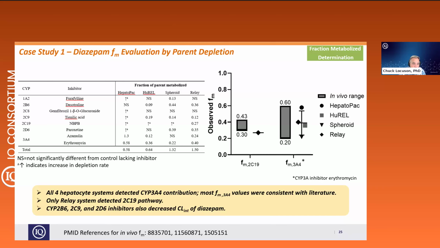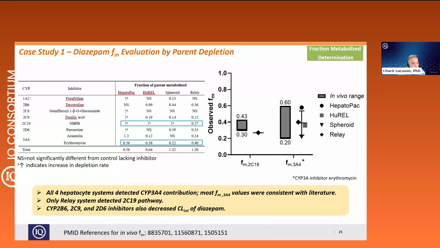yeah, thanks. You can see all 4 systems detected the 3A4 contribution. That's shown with the erythromycin row down there. While only the relay system appeared to detect 2C19 metabolism with N-benzylphenobarbital. With benzylphenobarbital, actually the rate of metabolism surprisingly was increased in the long-term cultures, HepatoPac, HuREL, and spheroids, as shown by the arrows in the table.